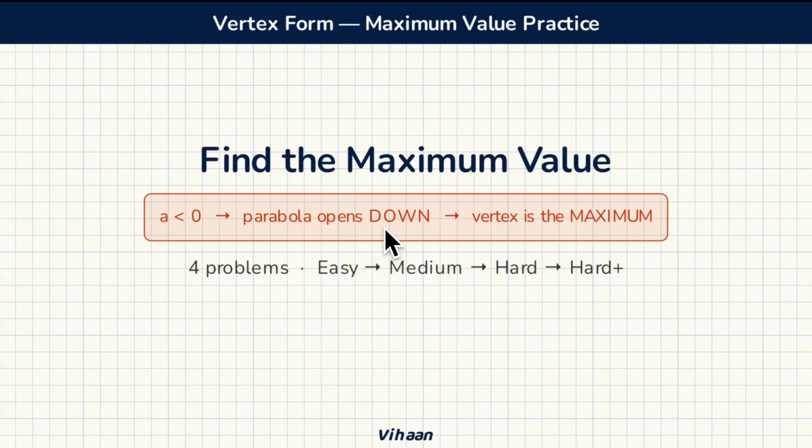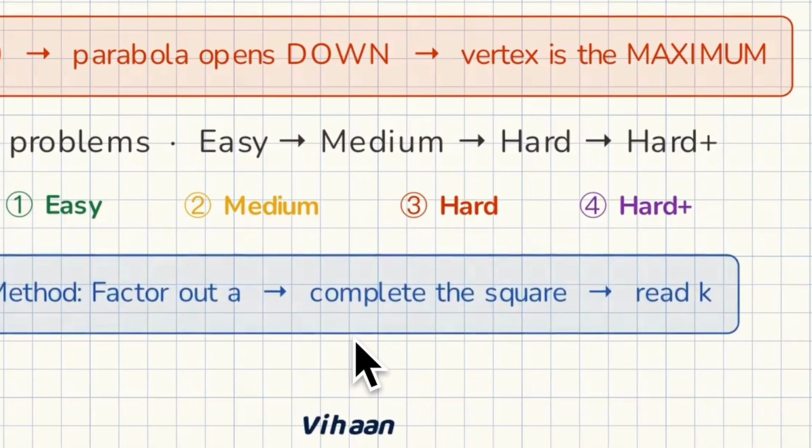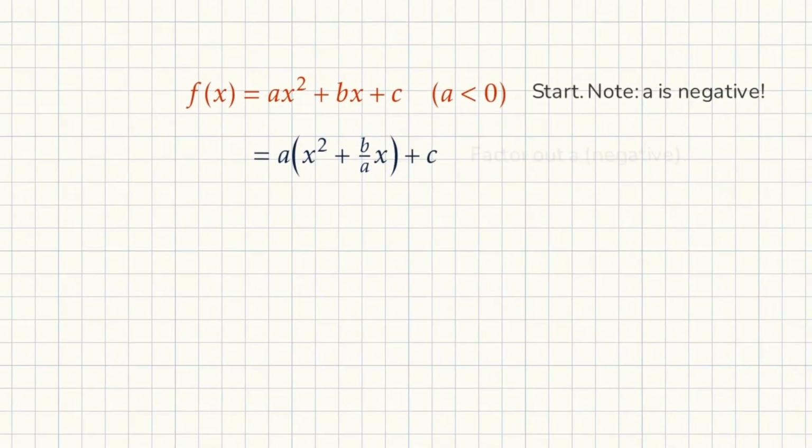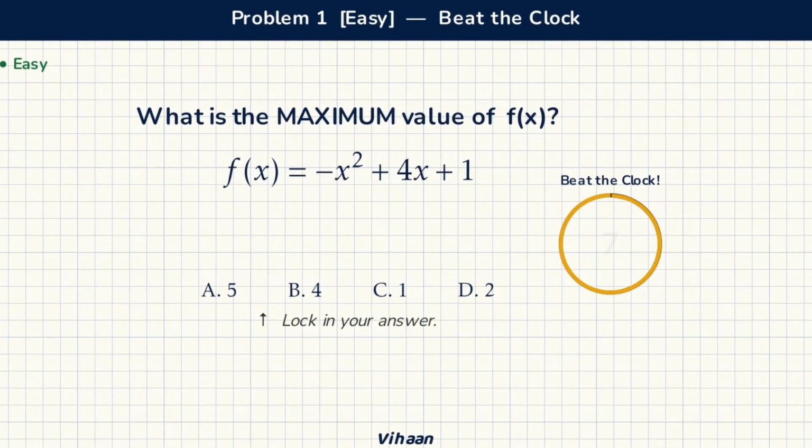We'll be doing 4 problems: easy, medium, hard, and hard plus. The method we'll be using is factoring out a, completing the square, and then reading what the k value is. This is what we're going to do if you need a refresher. Beat the clock.